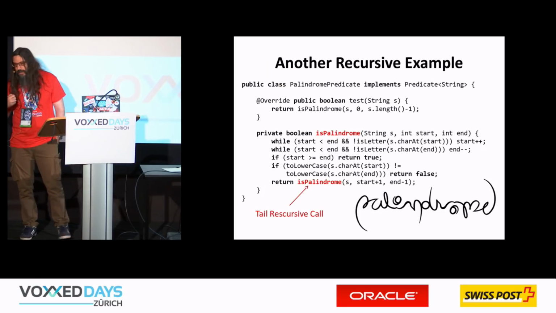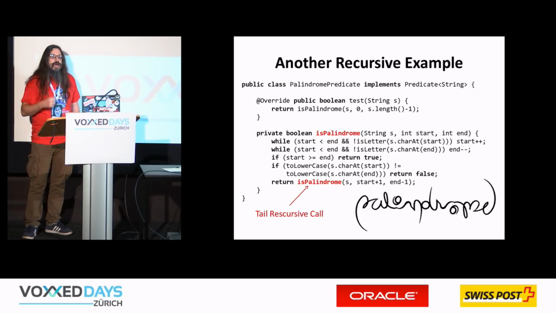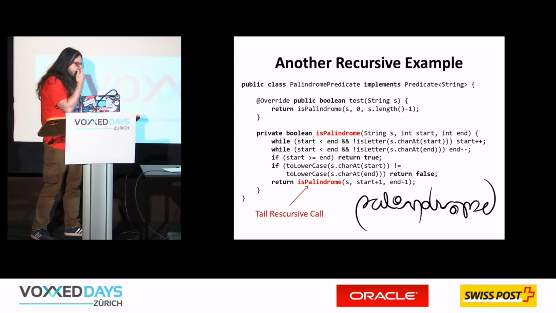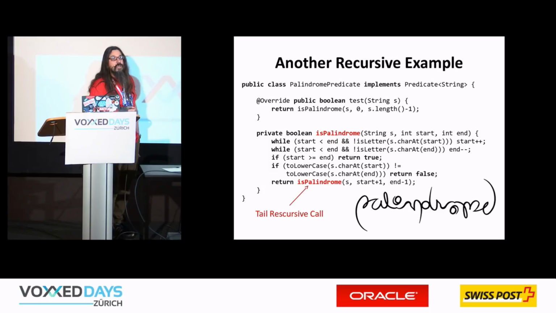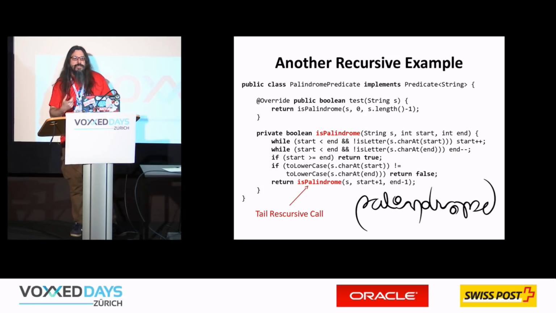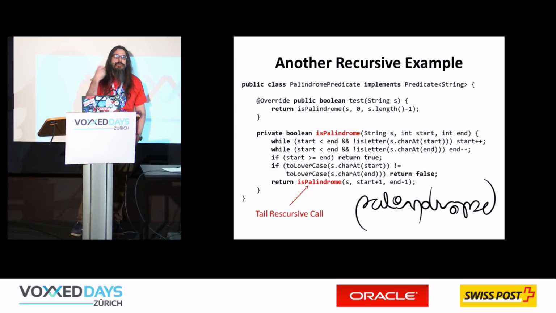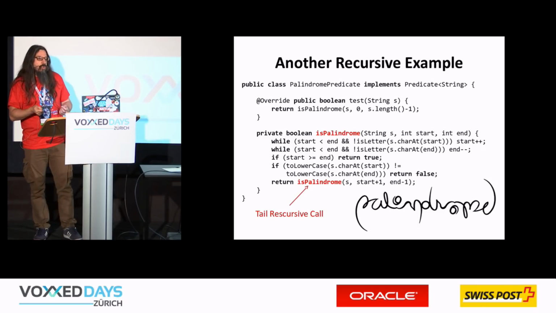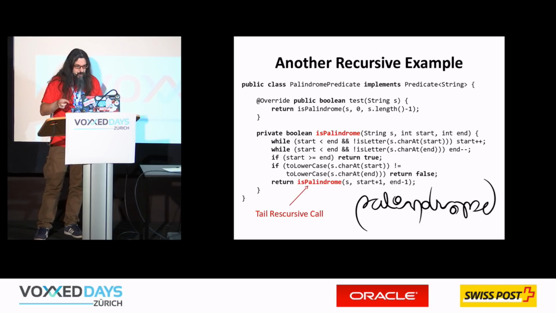And there are many algorithms that rely on recursion. For instance, suppose I have a string, and I want to test if this string is a palindrome or not, meaning you can read the string in the same way from left to right or from right to left.